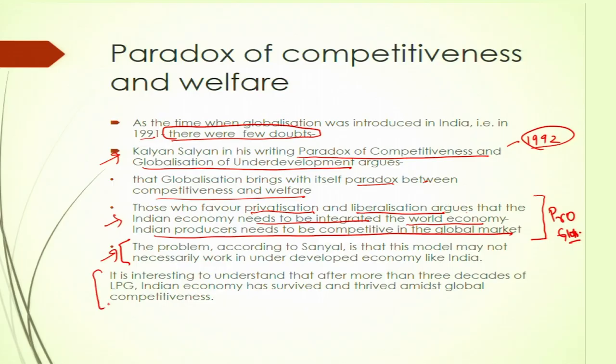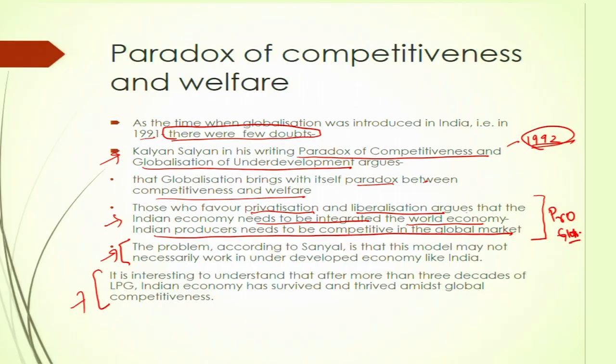Now, retrospectively, after three decades of that argument, which was made in 1992, and we are in 2023, it will be interesting to see how India has performed over a period of time, and how India has not only survived but thrived in terms of private production processes. We can see that in the last decade or so, many private companies are coming to India and deciding to produce in the Indian market, not only for the Indian market but also for the foreign market. Thus, it could be the right time to do some assessment of the way globalization has unfolded in India in the last three decades.